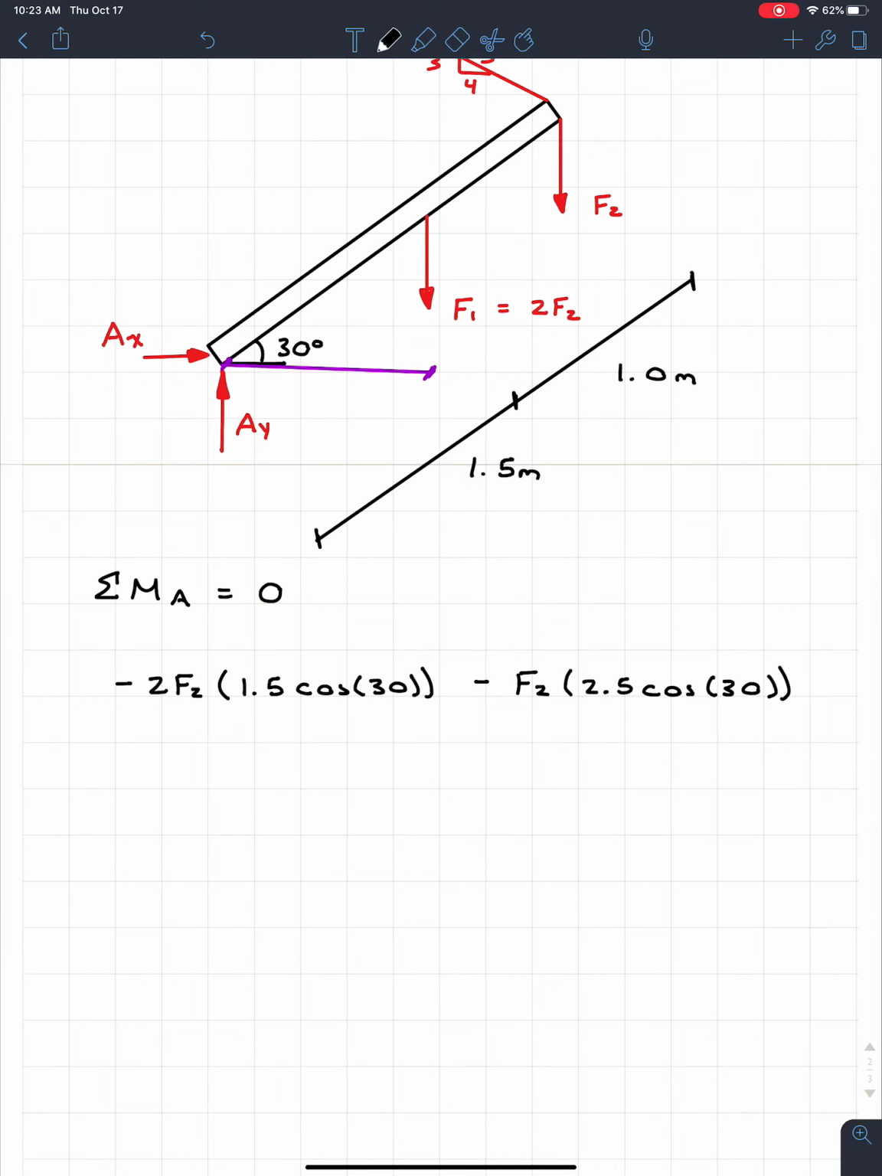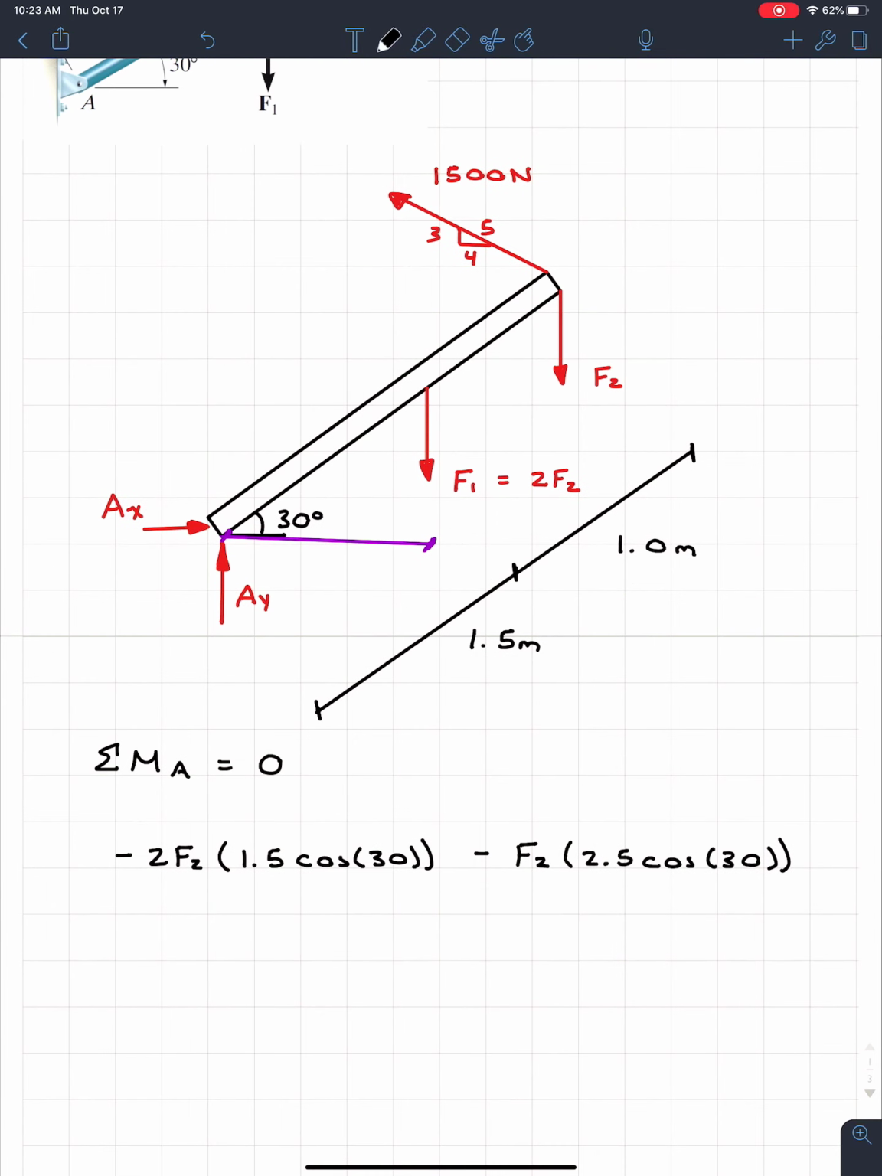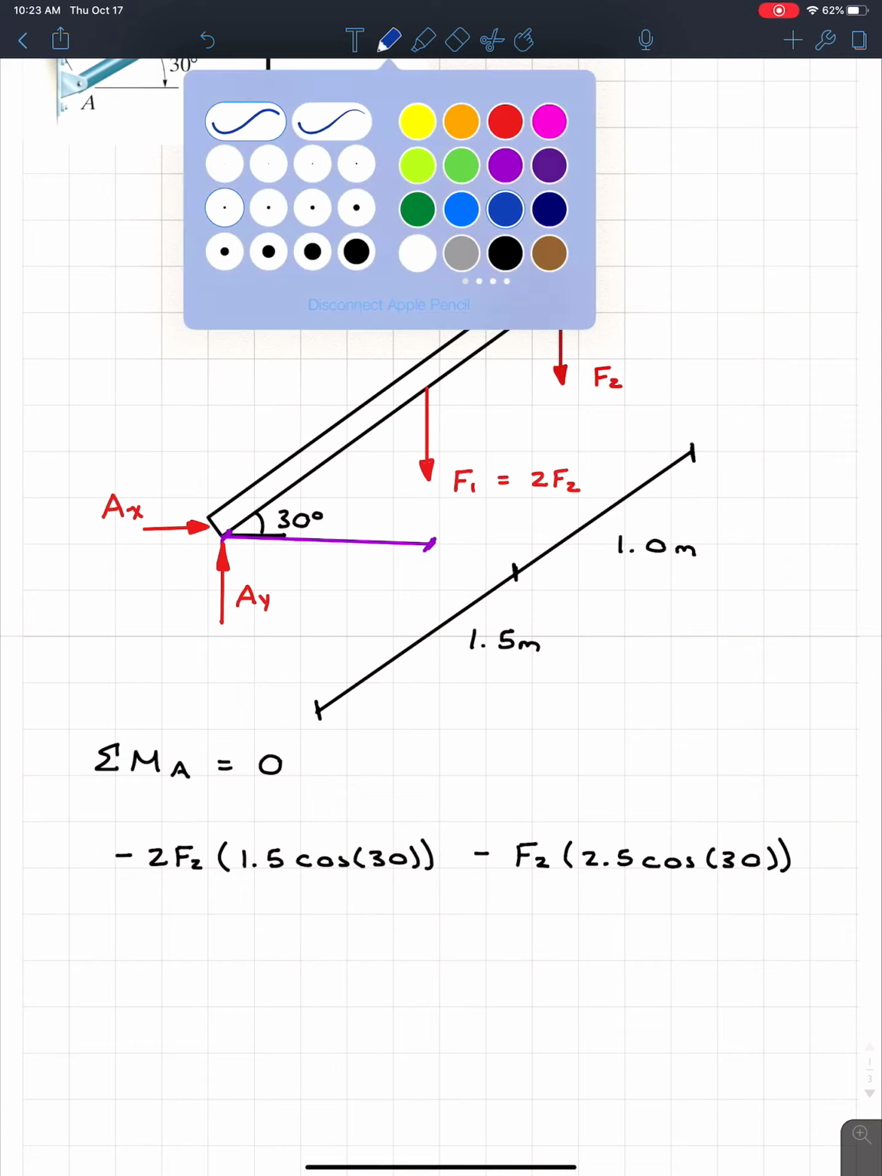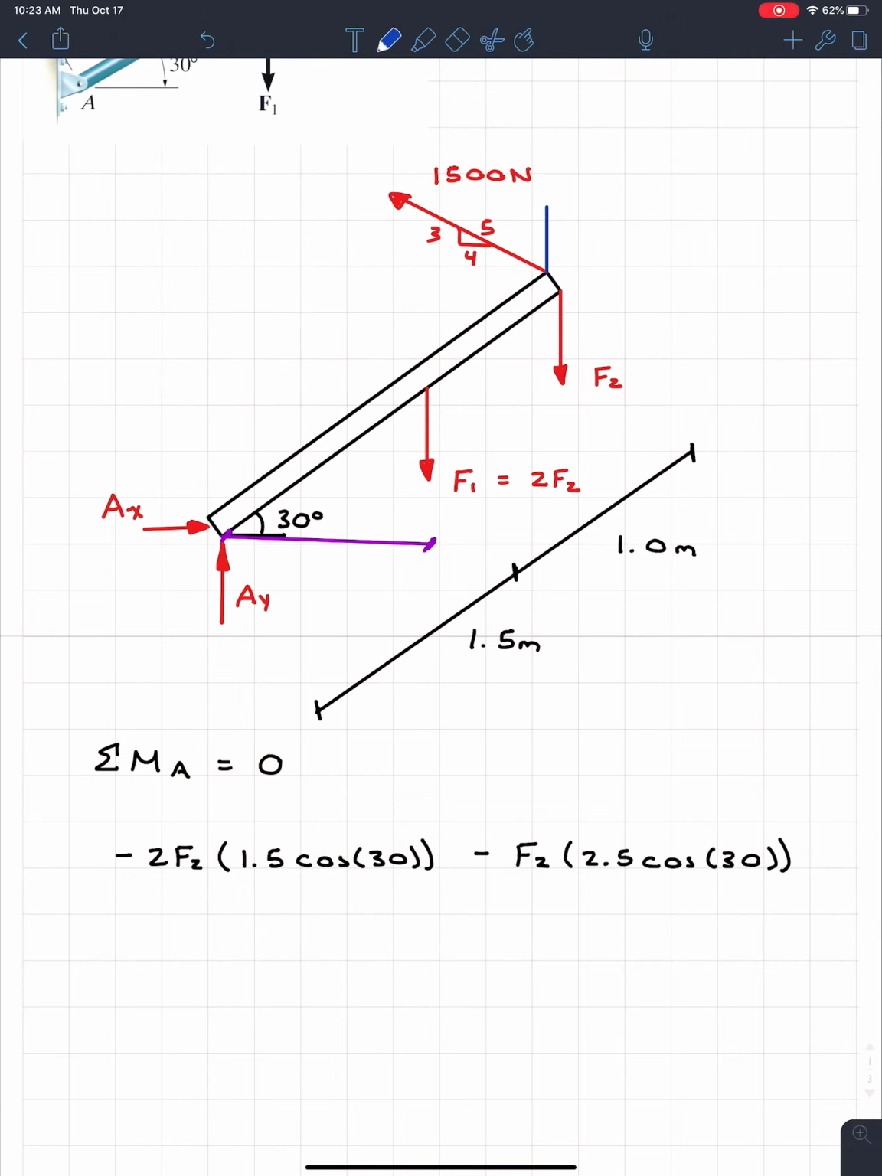But now we have to consider the cable force. And now this one gets a little bit more tricky because it's at an angle, so we're going to have to consider both the x and the y component. So it's going to be something like this, where it has a y component, and then it also has an x component, something like this.